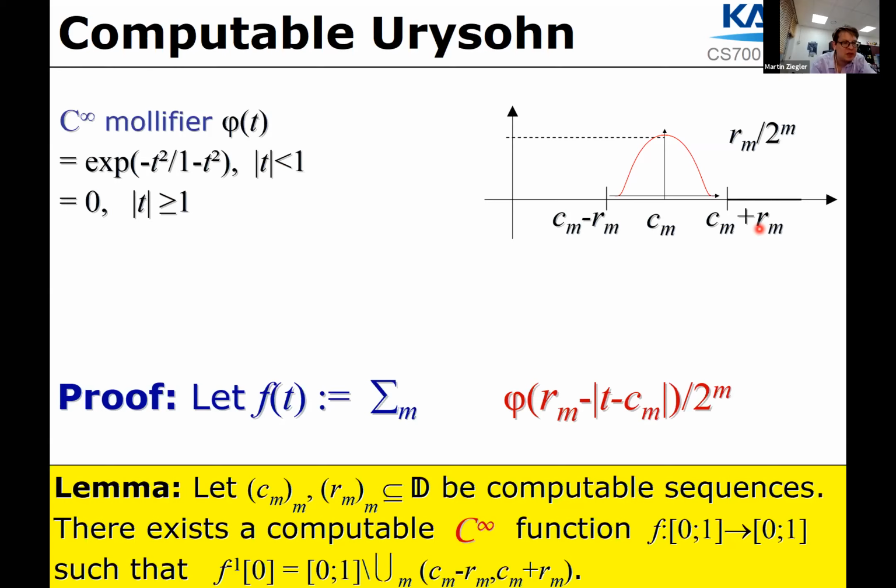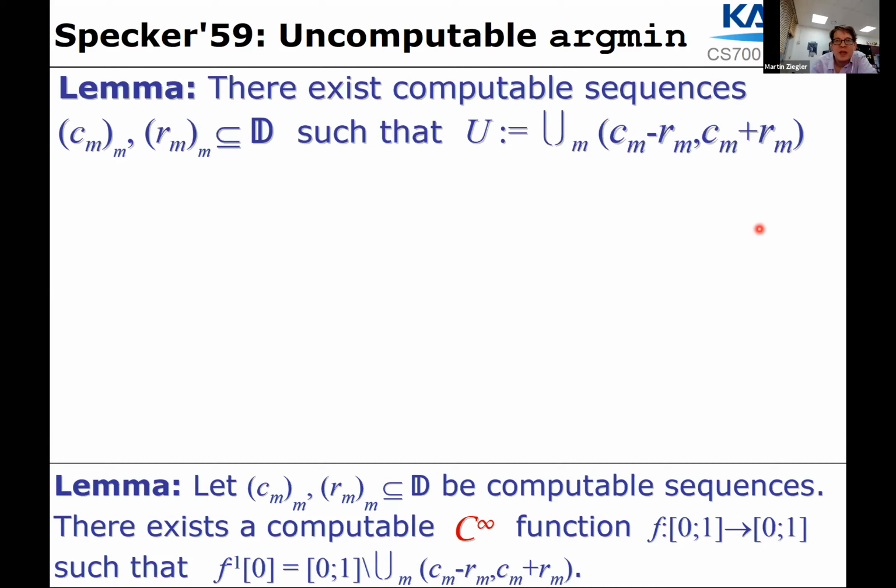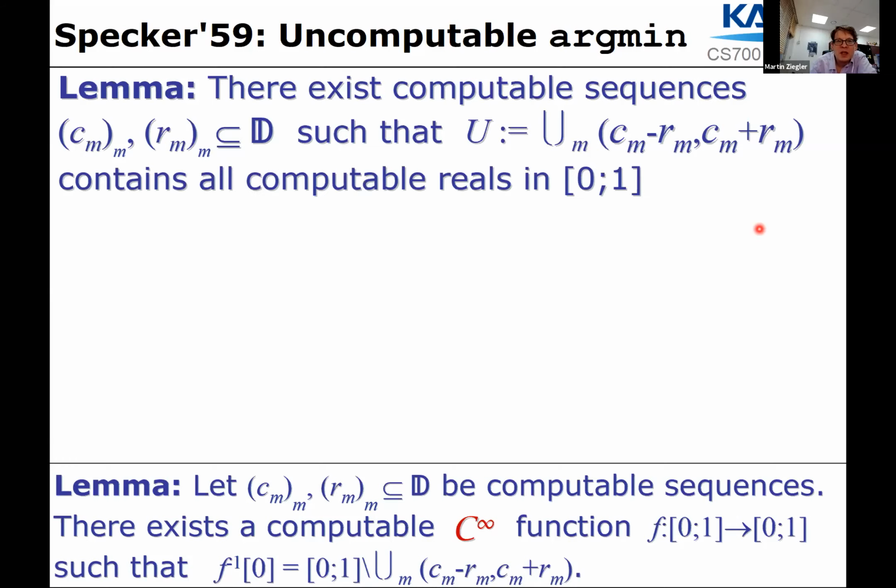Let's now, and this is going to be the last step in today's lecture, turn that into such a computable function. Namely, we're going to prove that such sequences exist. We're going to construct such a sequence CM, centers in RM, a computable sequence, so that all these intervals contain all computable real numbers in the unit interval.